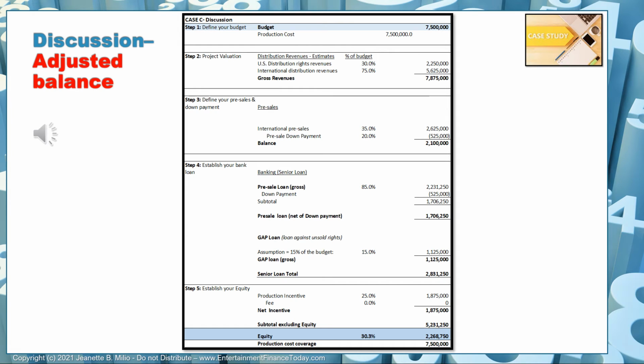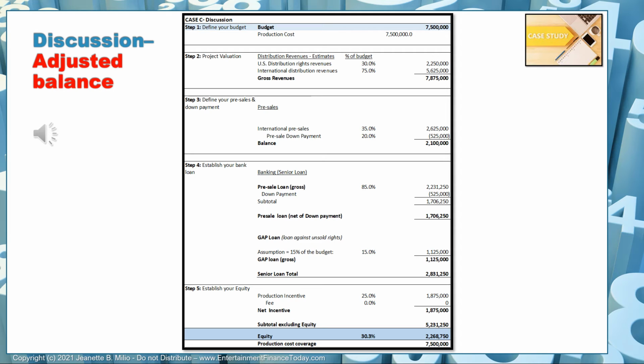So then the bank also knows that these buyers have given us already a down payment for these deals, and therefore deducts that down payment because we already received this money. So if the bank would give us a loan of the entire amount, they basically would pay us twice. We would get the money twice. So since we already received the down payment of $525,000, which is 20% of the international pre-sales of $2,625,000, the bank will deduct it. So the subtotal that we then have available would be $1,706,250. That's the pre-sale loan amount that we are looking at net of the down payment.